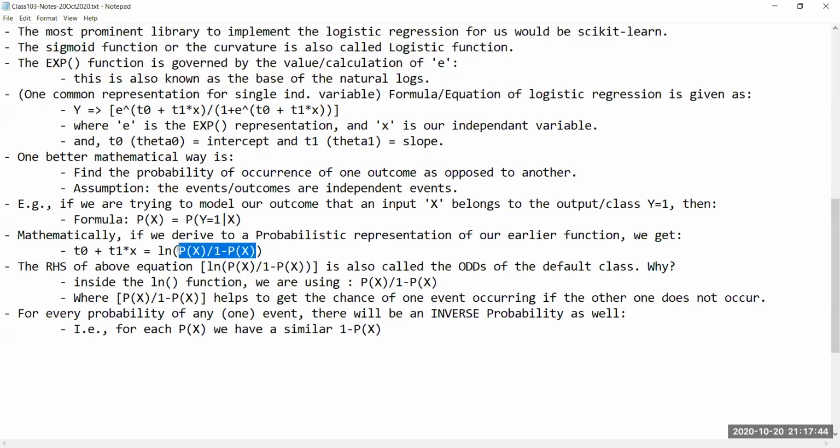And because this is represented as a ratio, it is also known as the odds of the default class, or the odds of the class, right? So I can simply say odds of the default class x, or default class x when y is equal to 1, right?